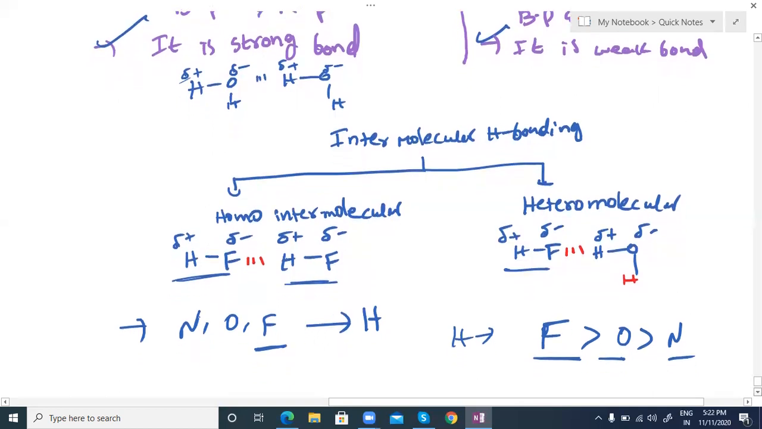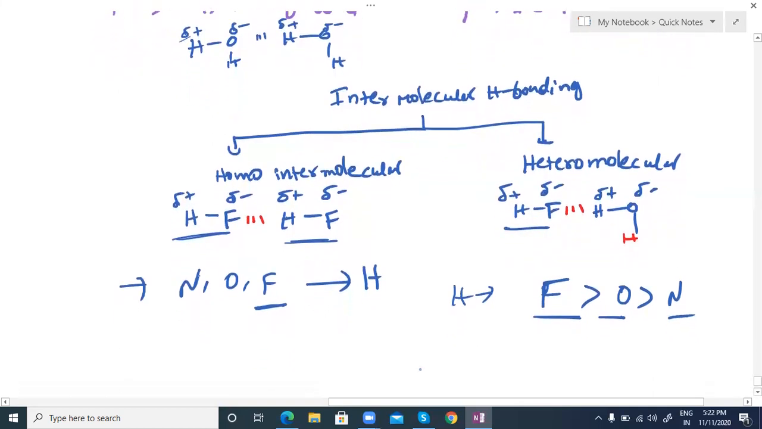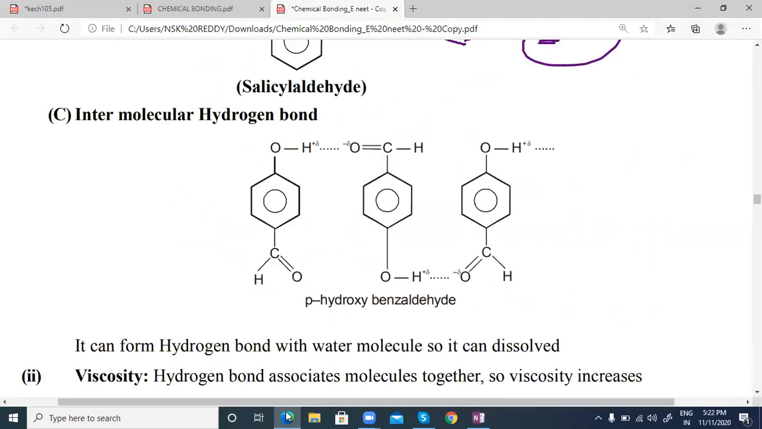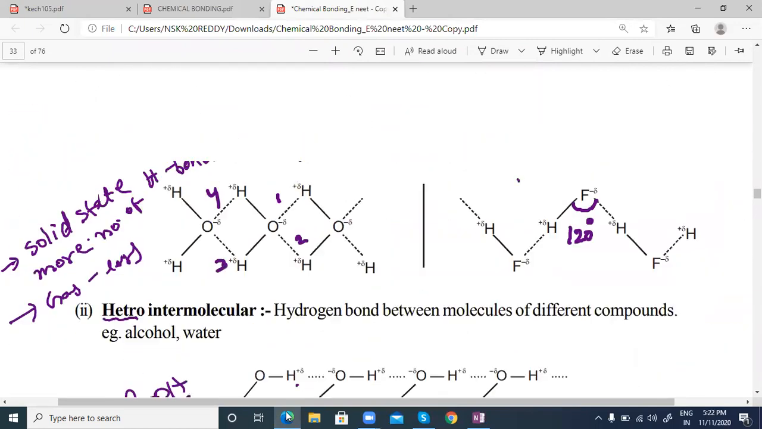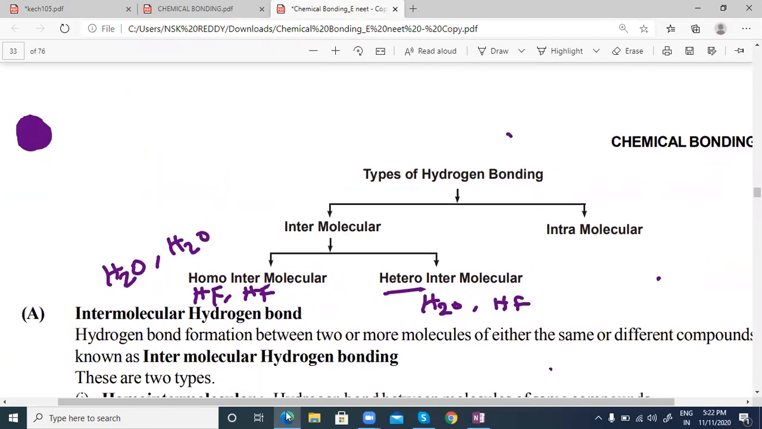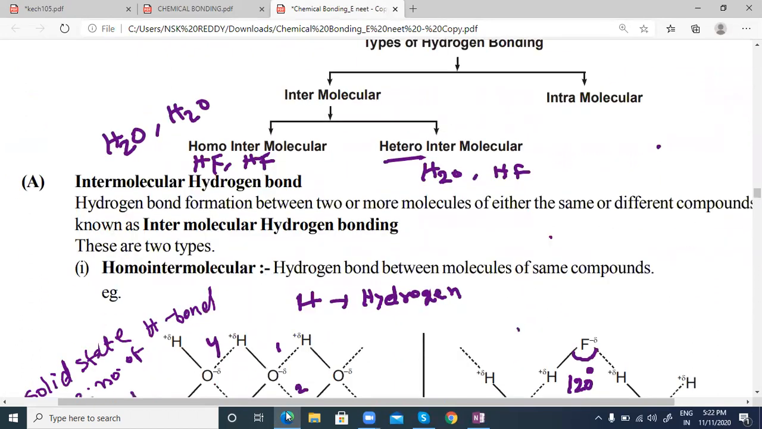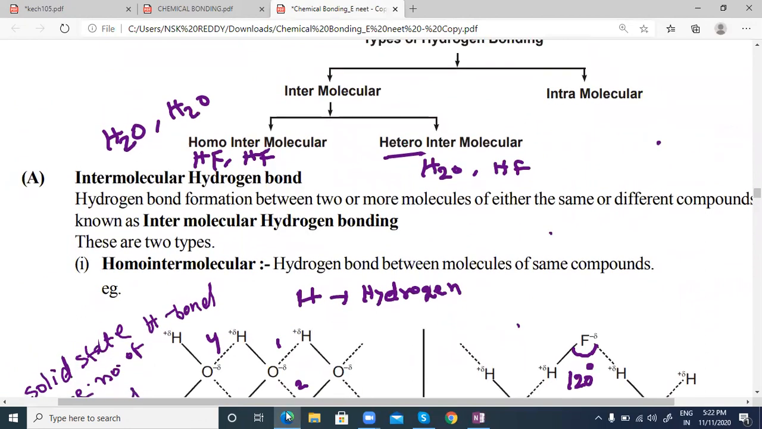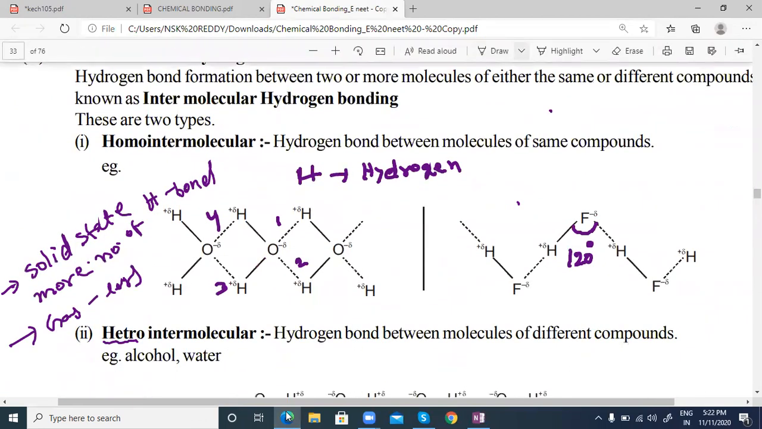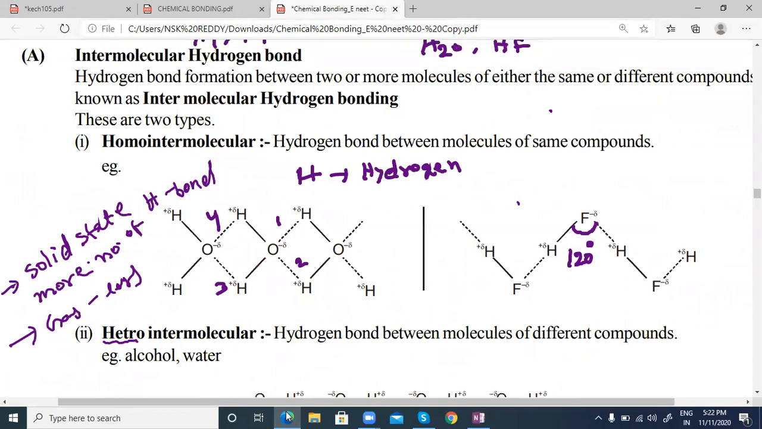This is clear. Now I am using one PDF to discuss all the things here, so we can complete it easily, along with applications. Now you can see the types of hydrogen bonding we have seen: intermolecular and intramolecular. You can see very clearly here how many hydrogen bonds water forms. Please check it here.